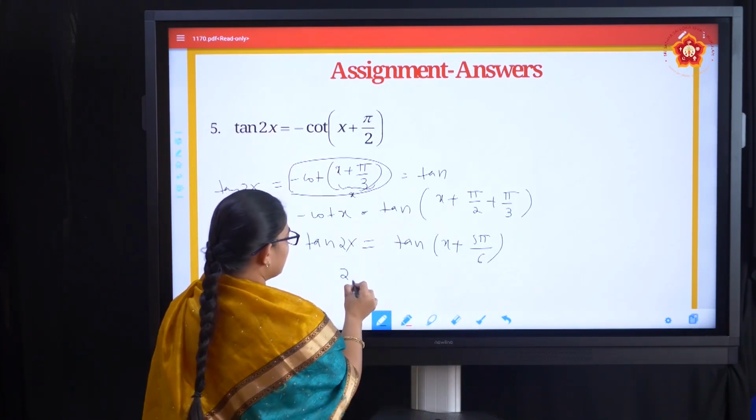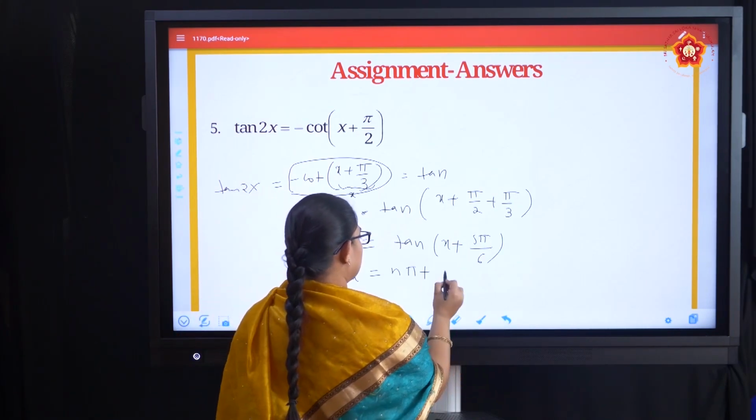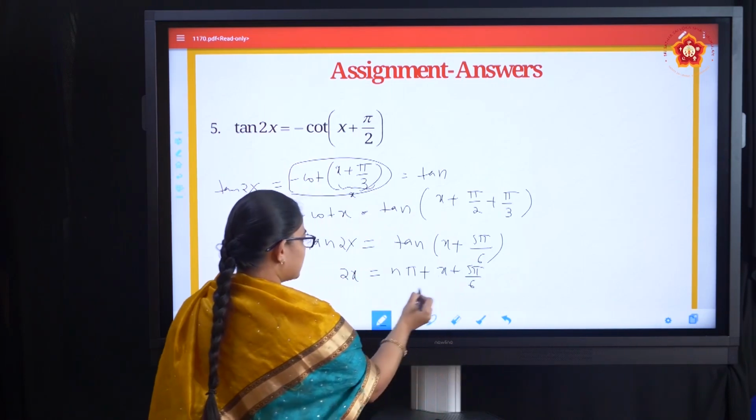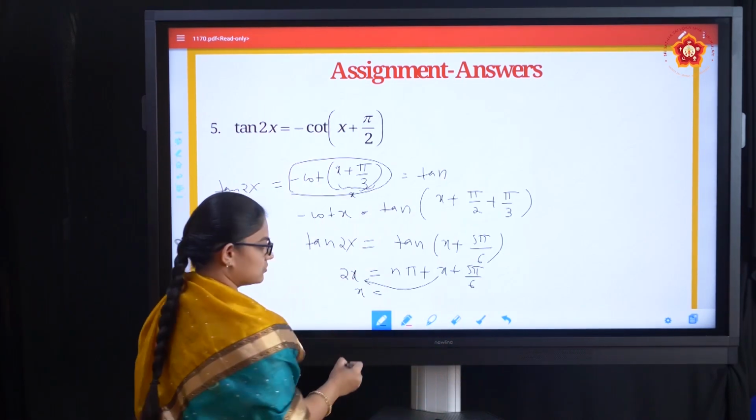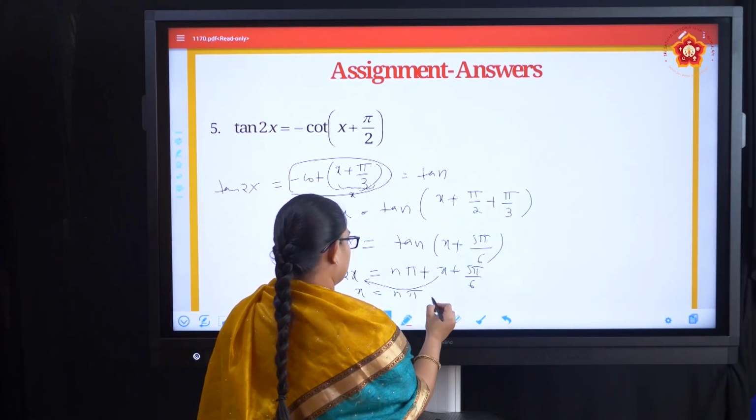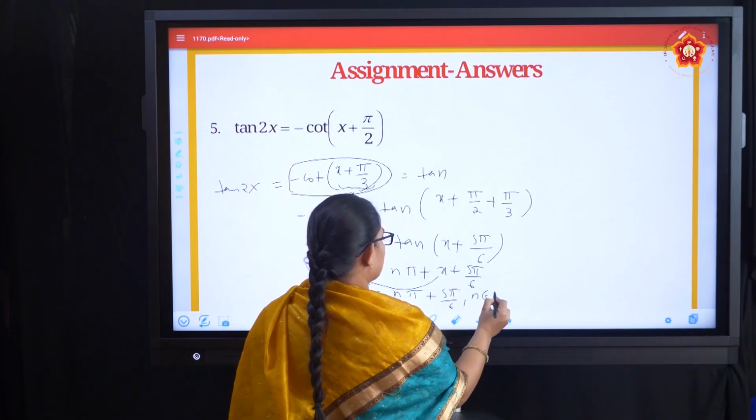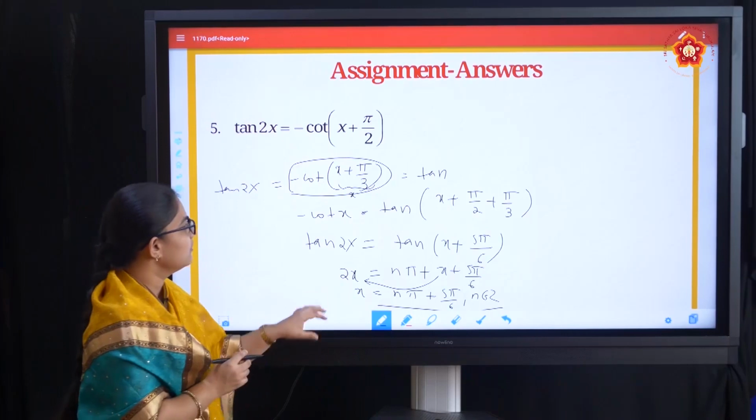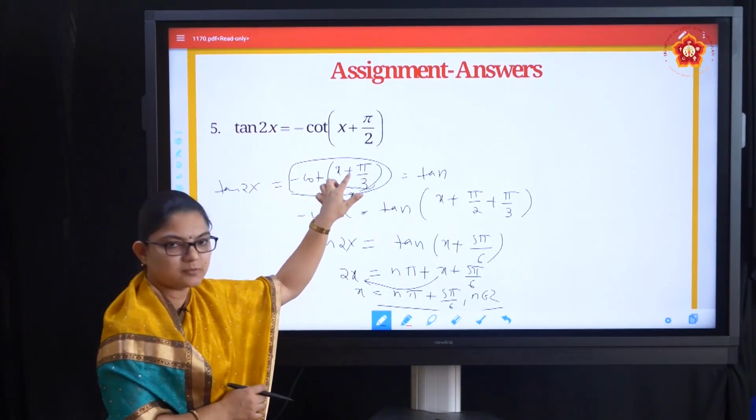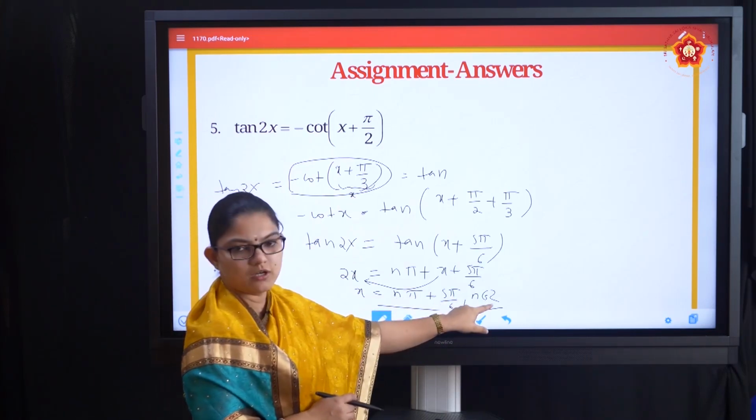Now simplify. 2x is equal to n pi plus y. Y is x plus 5 pi by 6. Now take this x to this side, we get x is equal to n pi plus 5 pi by 6 for n belongs to z. This is the angle. Therefore the general solution of tan 2x is equal to minus cot x plus pi by 3 will be x is equal to n pi plus 5 pi by 6 for n belongs to z.